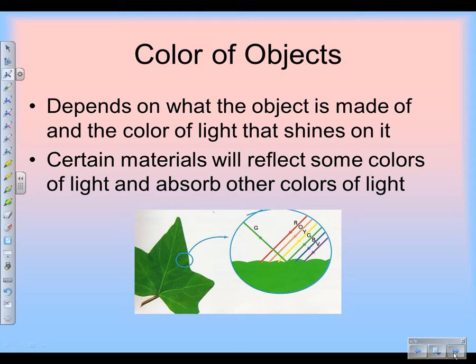So green is the only color that gets to our eye. Okay, Kaylee, go ahead. Why do we perceive the sun as yellow then? That has to do with the fact that there is a lot of yellow light that comes out of the sun. At the temperature that it's at, it does give off more yellow light than other colors.